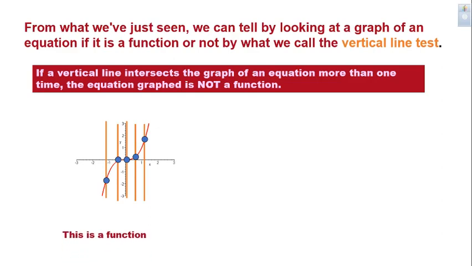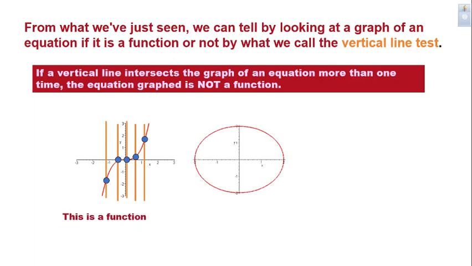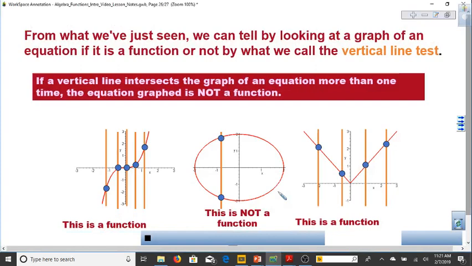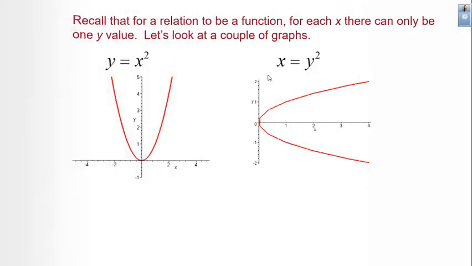On the other hand, if I have a graph where I draw a vertical line somewhere and it crosses the graph more than once, anywhere at all, then that is not a function. Here's another example. If I draw a vertical line here, it crosses once. Here, crosses once. Here, crosses once. Here, crosses once. What we have here is a function. Wherever I draw a vertical line, we have ourselves a function. But this other one is not a function.